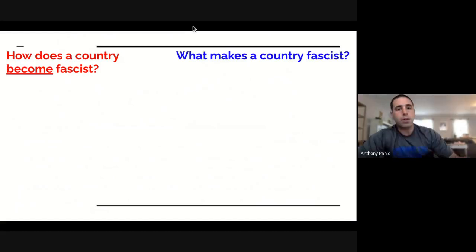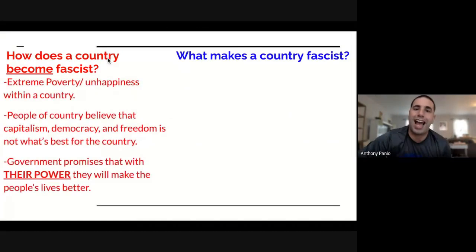We have one more major slide of notes. This is going to take some time. We're first going to start with how does a country become fascist? How does a country basically choose to give up all their freedoms in trust for full government control and a dictatorship? So I'm going to give you a minute to copy down what's in red. So please copy this down.